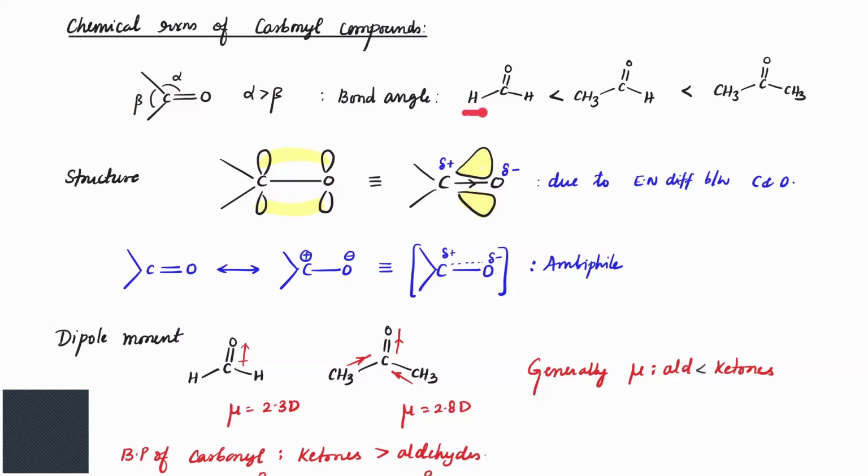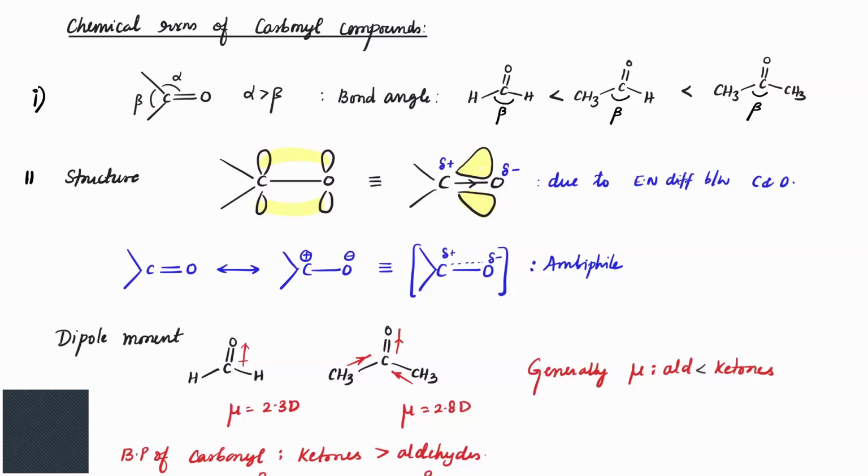But if you notice the angle here, as these CH3 groups increase, the beta angle will start increasing. As the alkyl groups increase, the beta angle will start increasing. Okay, that is the first feature we should know.